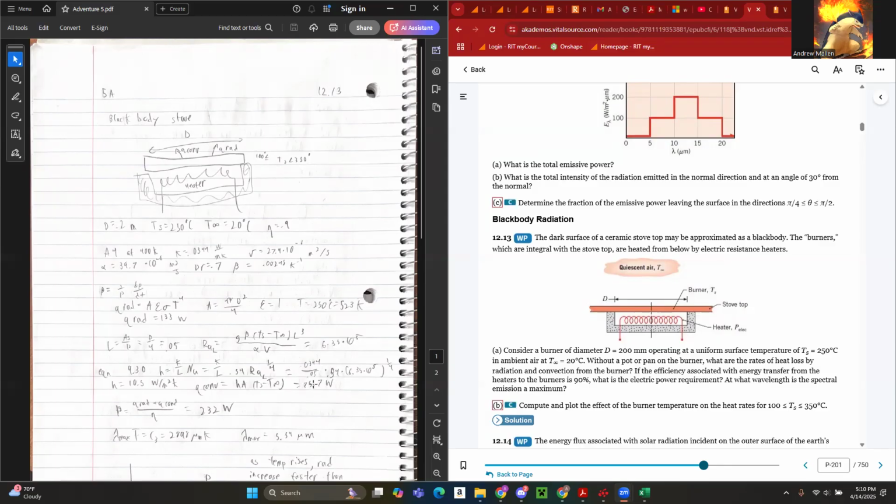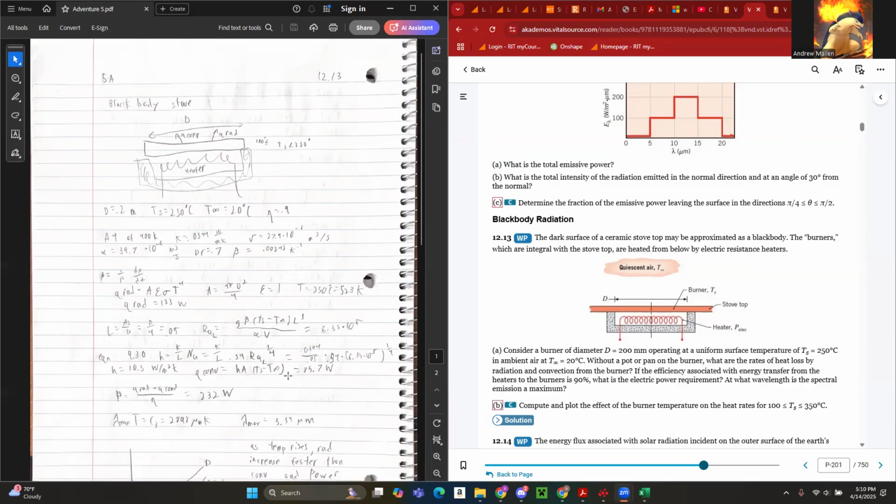Now, knowing this, if we add the convection loss to the radiation loss, we get the total loss. And knowing that there is a 90% transmission rate, we know that the total power times 0.9 is equal to this additive value, which means that at 250 degrees Celsius, we have a power requirement of 232 watts.